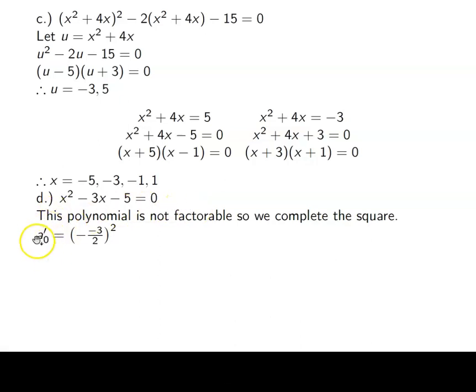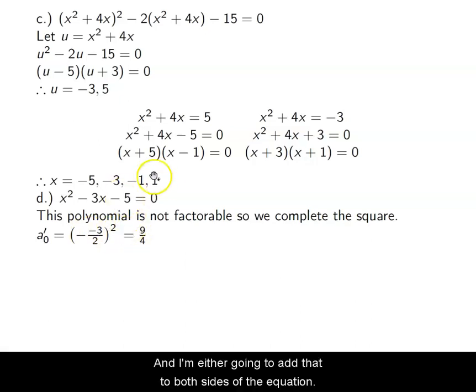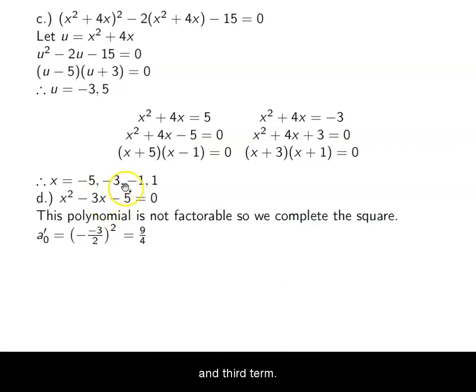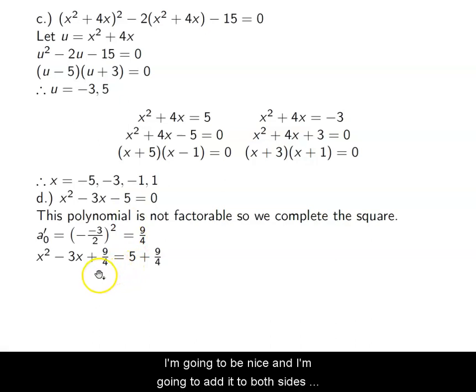My new constant that I'm going to need is the middle term divided by 2 times the first term, so 2 times 1, negative. So this is really a positive 3/2, okay? And I need to square it, so I'm going to get 9 over 4. And I'm either going to add that to both sides of the equation, or I'm going to add and subtract it right in between the second and third term, okay? So I'm going to be nice, and I'm going to add it to both sides, right?